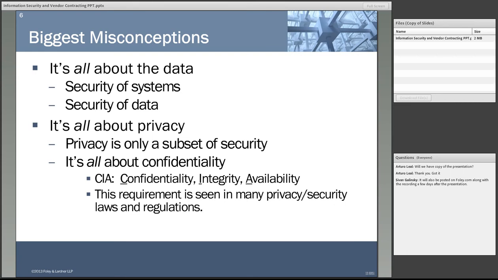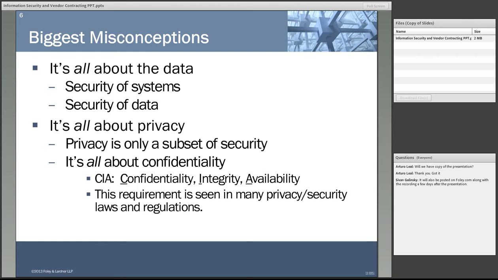And it sort of ties into the second point here, which is it's all about privacy. And of course, privacy relates to personally identifiable information of a consumer, but data security goes far beyond that. It talks about other information, trade secrets, business plans of the organization, sensitive information entrusted to the organization by a business partner, those types of things.